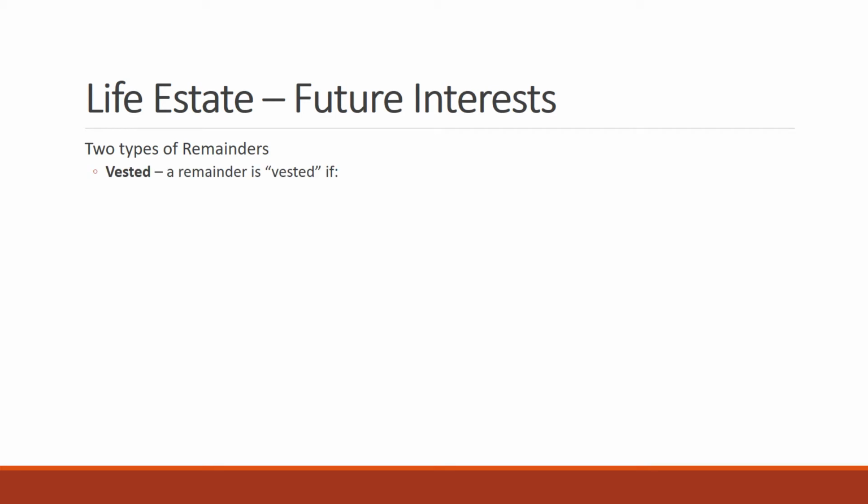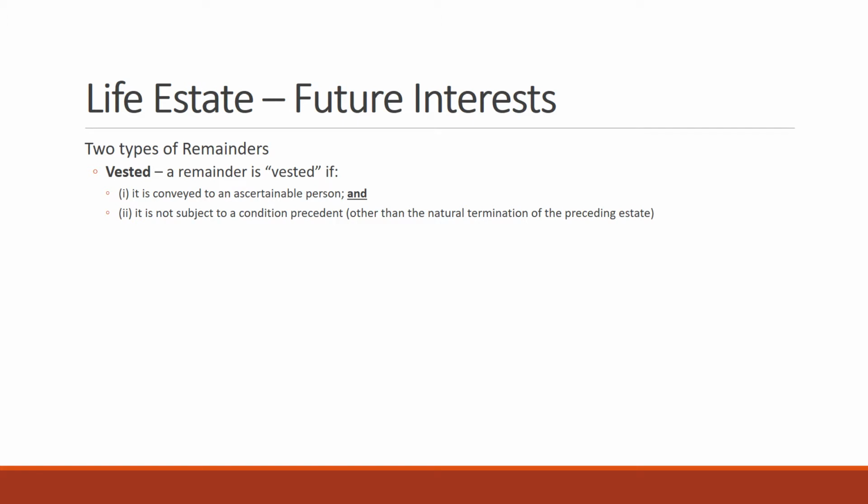There are two types of remainders that you can have as a future interest after a life estate. The first is called a vested remainder. A remainder is vested if it is conveyed to an ascertainable person and it is not subject to a condition precedent, other than, of course, the natural termination of the preceding estate. So what do I mean by an ascertainable person? Well, if you have a name, you know automatically that you have an ascertainable person. An ascertainable person is a person that we can point to, right? So if you can point to an individual, then you have an ascertainable person. It also cannot be subject to any condition before it becomes possessory. It must automatically become possessory at the termination or the completion of the previous estate.